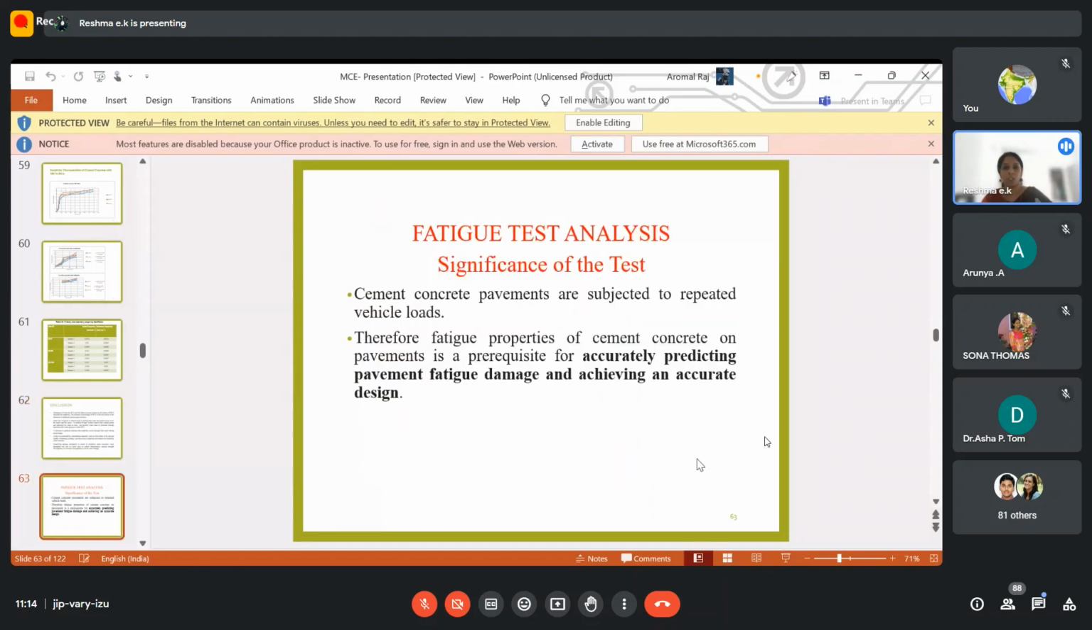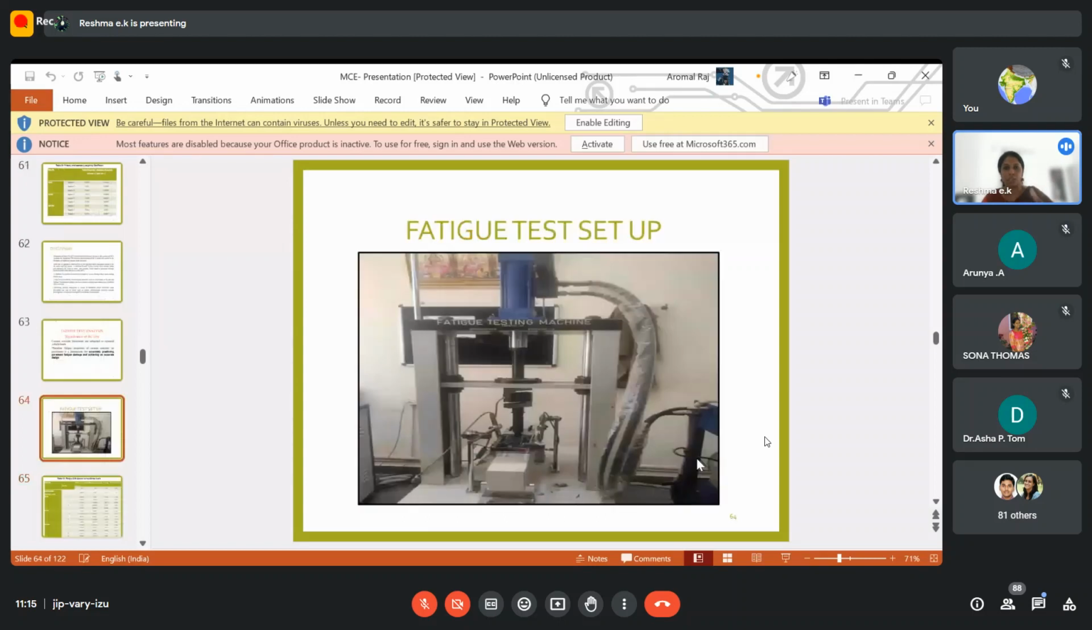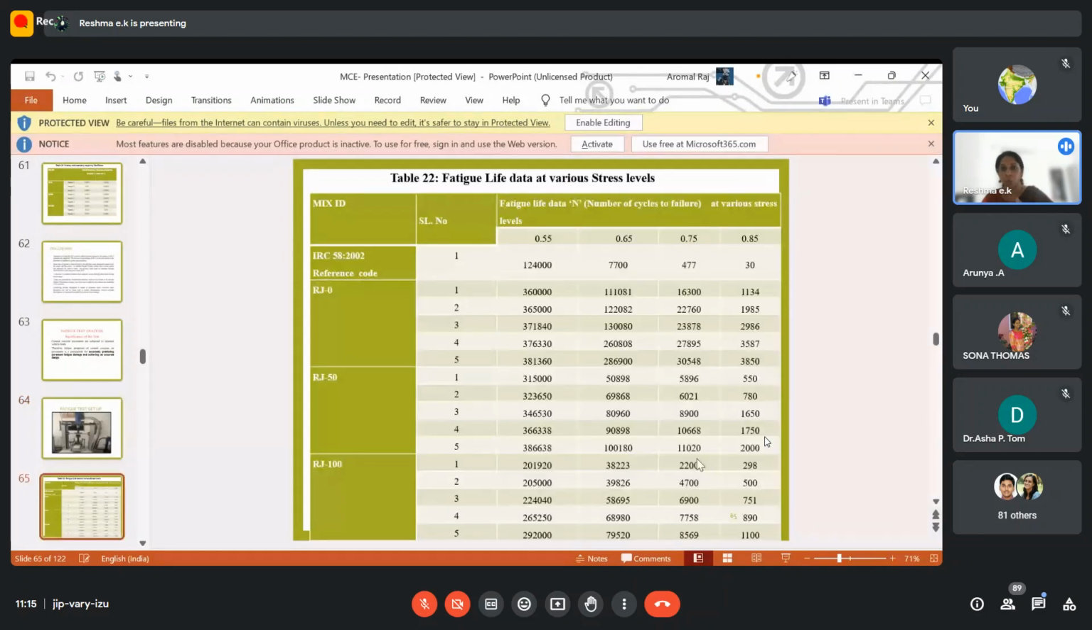The next very important test which I have done is fatigue damage, fatigue analysis. As you know, this is done on a 100 by 100 by 500 beam after casting, and this is raw data. I have only 15 minutes, so I'll just run through the slides. This is the fatigue data which I've got, raw data from the machine, I've not modified anything. I've considered 0.55, 0.65, 0.75 and 0.85 as the stress ratios for all the mixes.